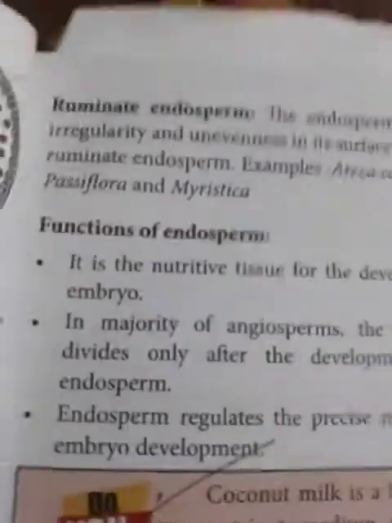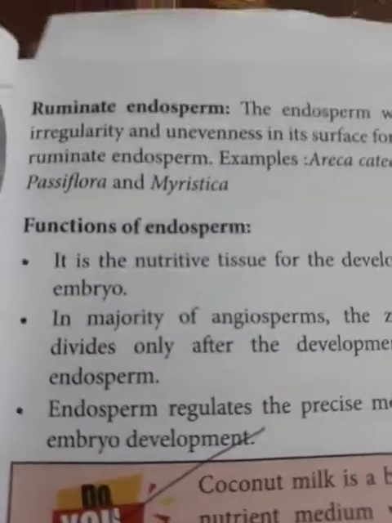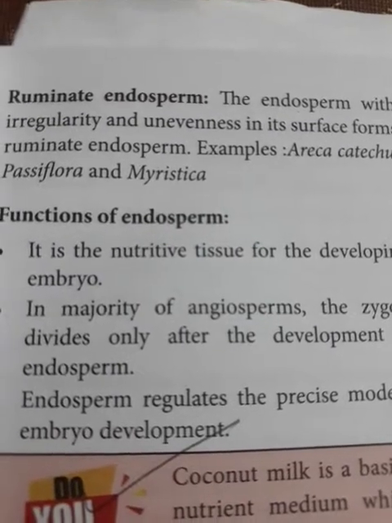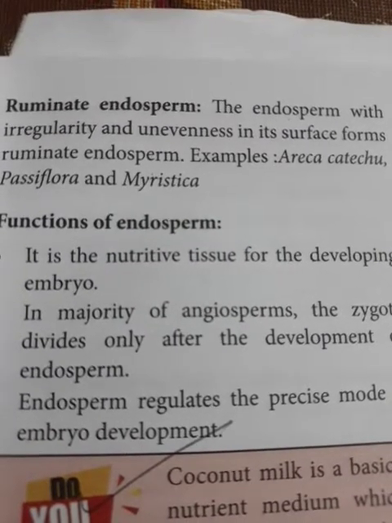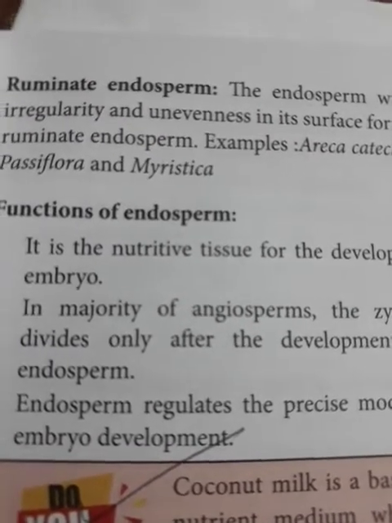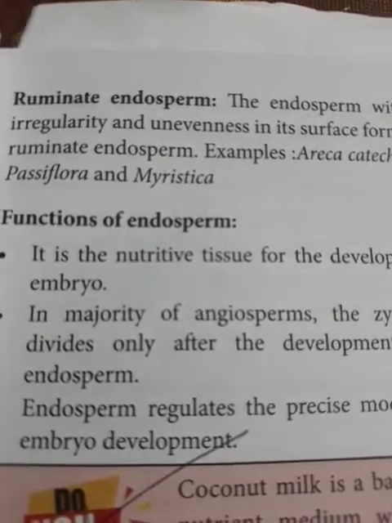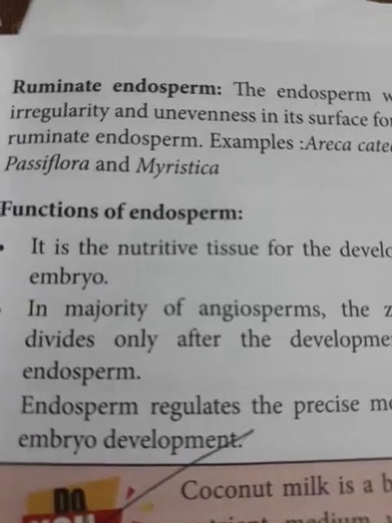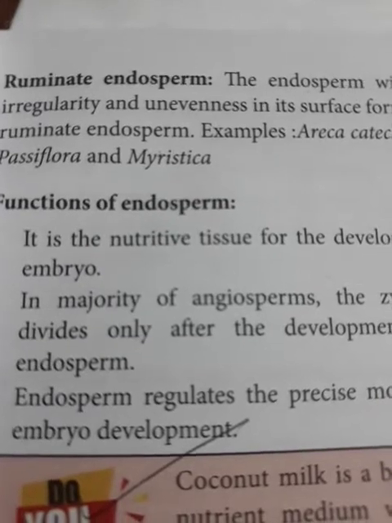Now next, another small fourth type has been given, which is called the ruminate endosperm. Ruminate means an irregular, uneven surface forms the ruminate endosperm. Examples: Areca catechu, Passiflora and Myristica. These are the examples for a ruminate endosperm.